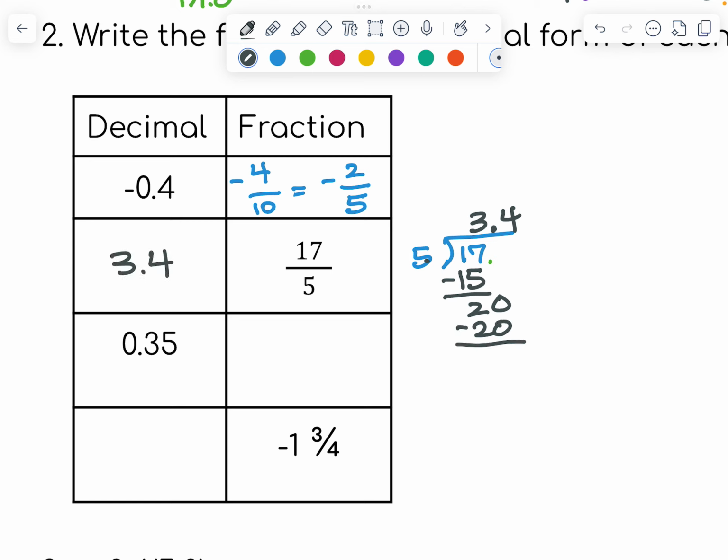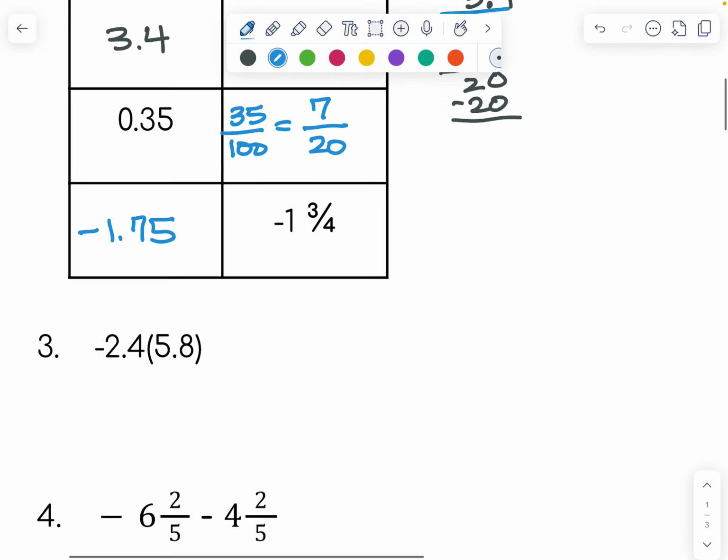All right, I'm going to say the next one out loud. That's 0 and 35 hundredths. I can simplify that. 5 goes into 35 7 times, 5 goes into 100 20 times. Ta-da! And this last one, that's a negative 1 and 3/4. I already know that 3/4 is 0.75. If you don't, you can do long division. All right, let's go to number 3.